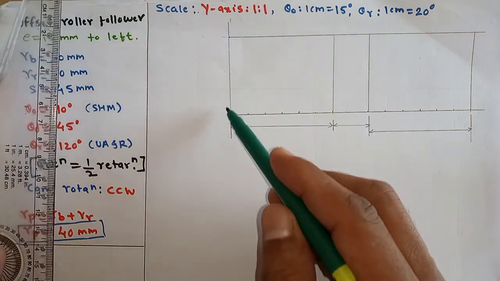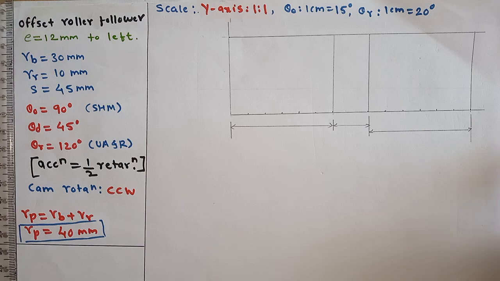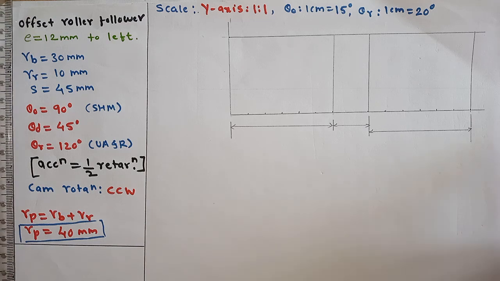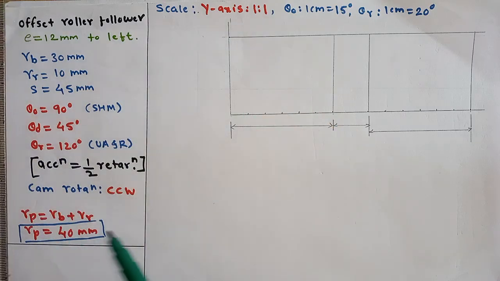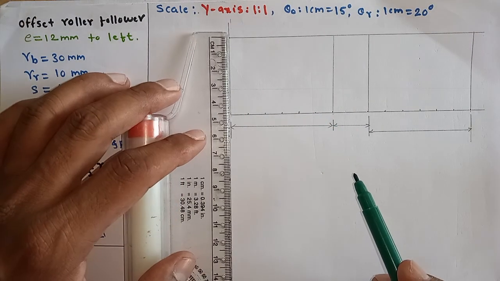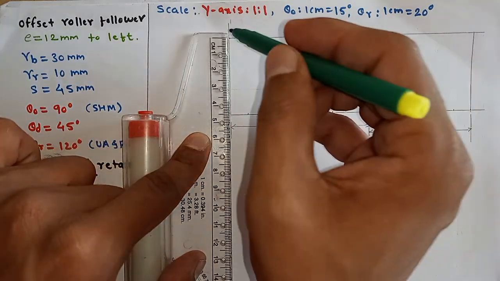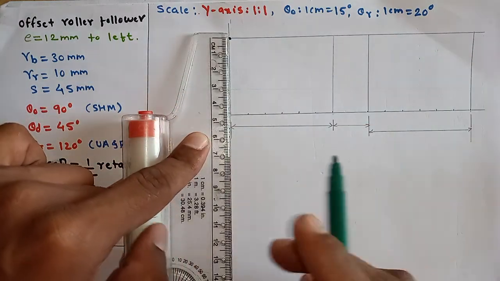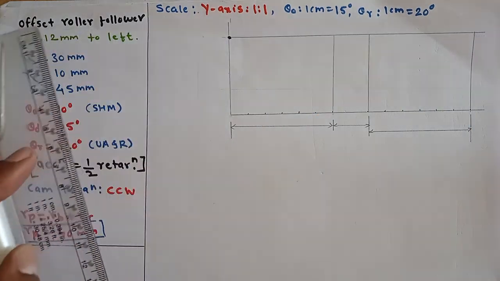On y-axis we plot the follower displacement, and on x-axis we plot the cam rotation angle theta. So for y-axis, take the scale of 1:1. So we'll plot the follower displacement, which is 45 millimeters. So this is 45 millimeters. Draw one horizontal line parallel to the x-axis through that point.